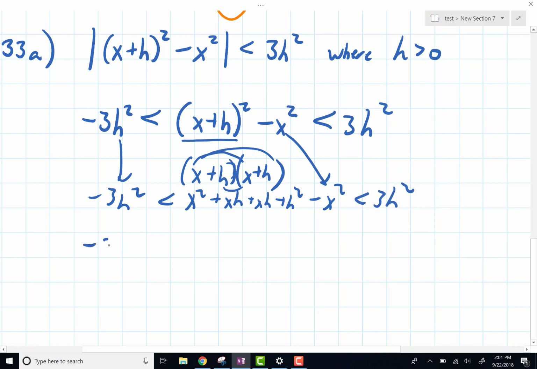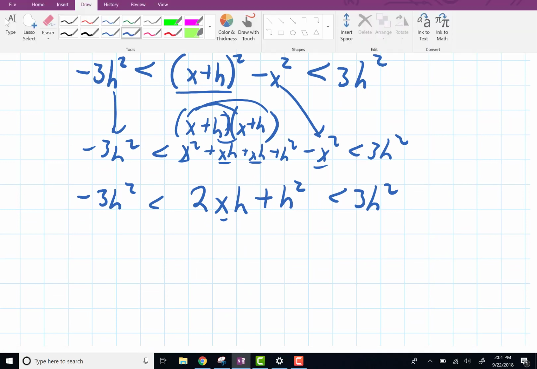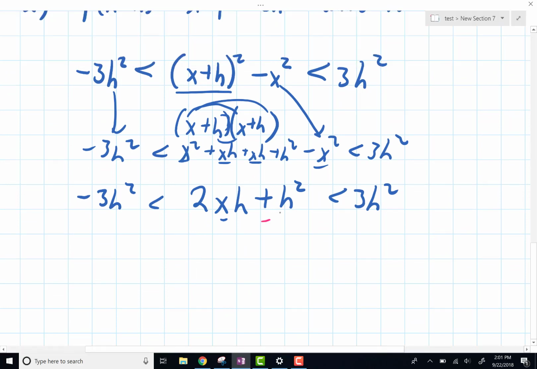And I'm just going to keep cleaning up this middle. So the x squareds go away. That's pretty nice. And then I've got 2xh plus h squared is less than 3h squared. And then I'm just going to keep trying to solve for x. So I am going to subtract h squared from my three-sided equation.